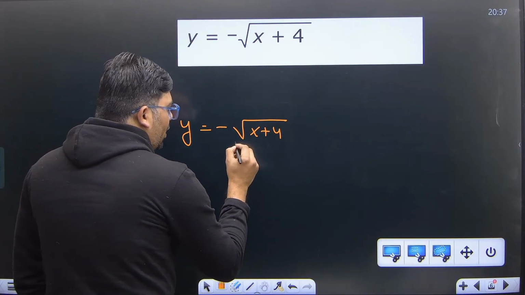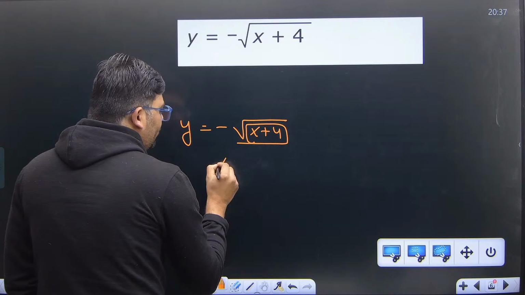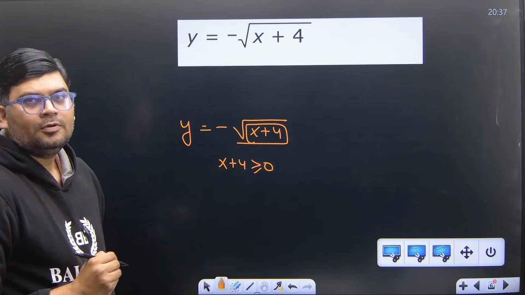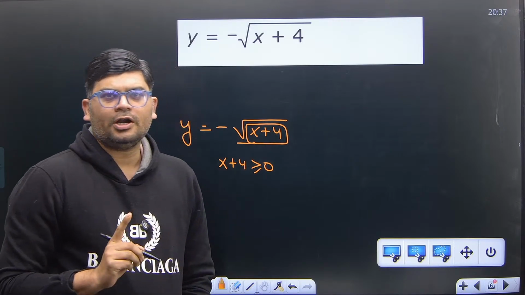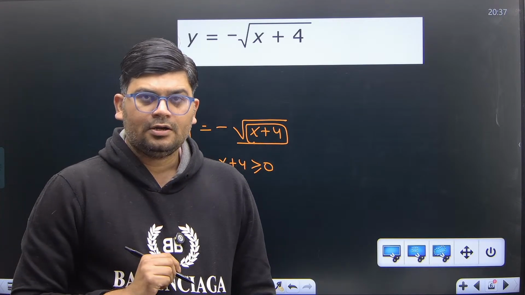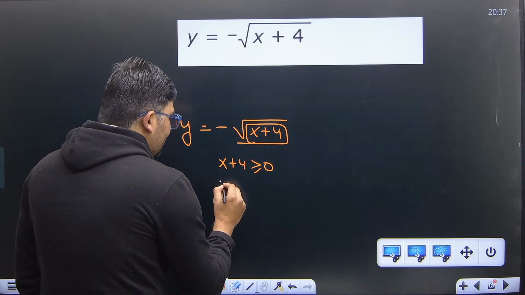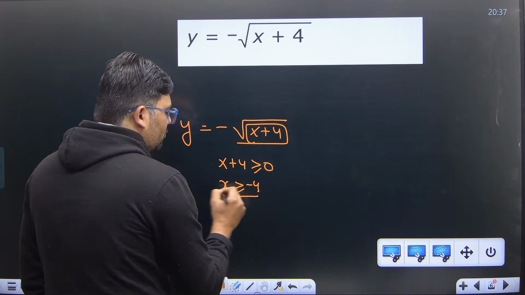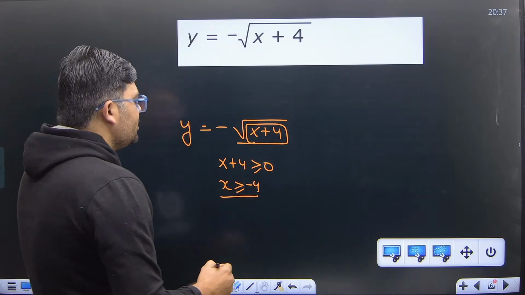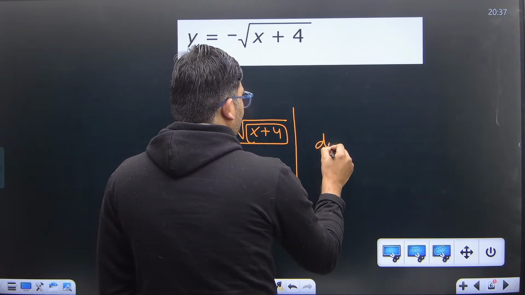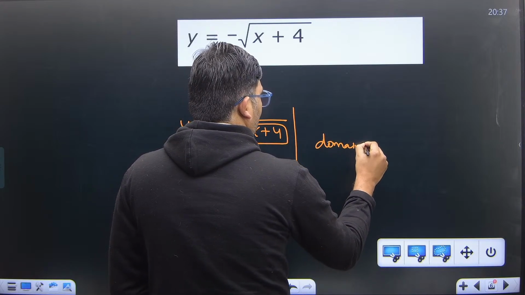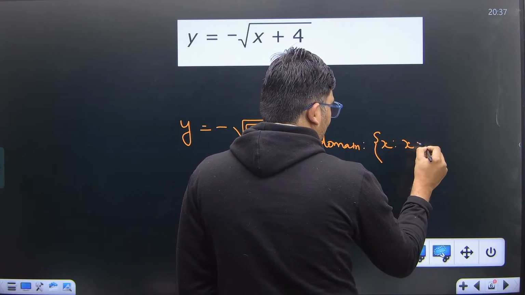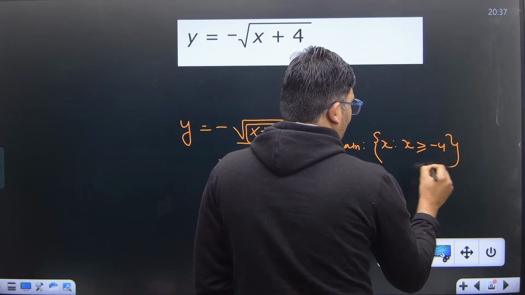Tell me, if I want this function to exist, then I have to say that x plus 4 must be greater than or equal to 0, because negative numbers in the under root are not allowed. This means x is greater than or equal to, this 4 will go on the other side, minus 4. So the domain is x such that x is greater than or equal to minus 4. Are you getting it?